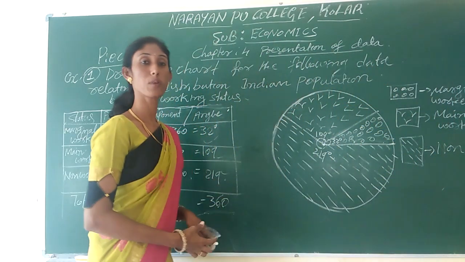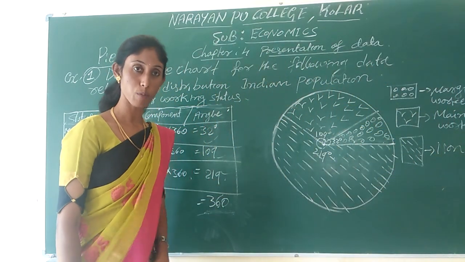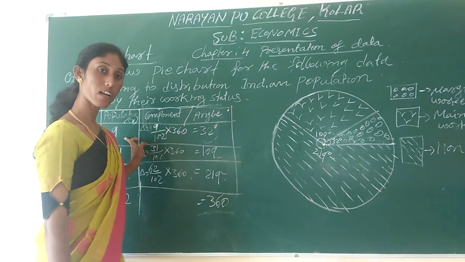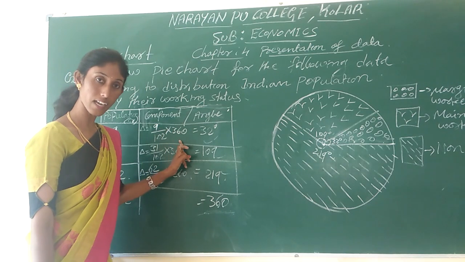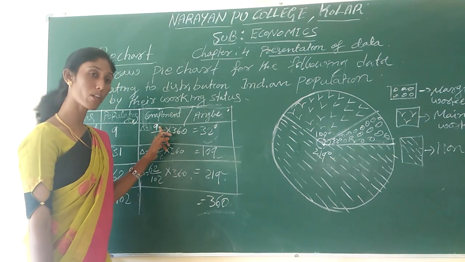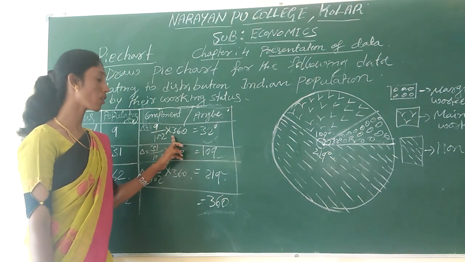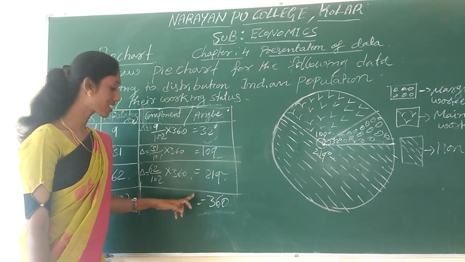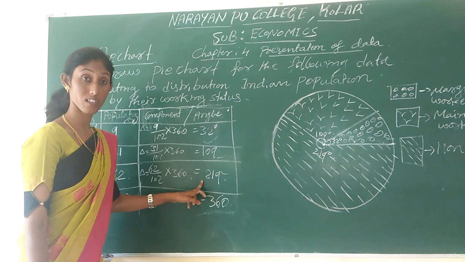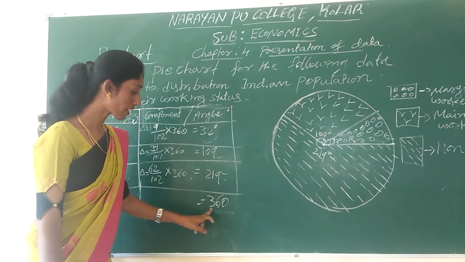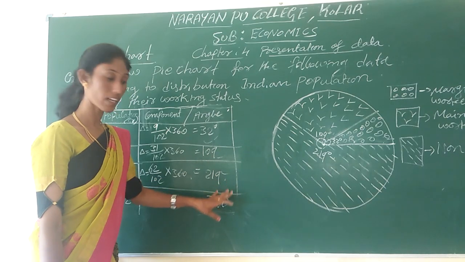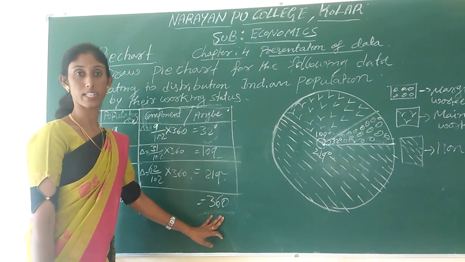This is how to present the pie chart. I hope all of you understood. There are 4 steps. We need to convert the data into an angle size by using the formula: individual value divided by total value into 360 degree. And whether it is correct or not, we can easily find out. If we get 360 degree total by adding the sizes of the angles, the calculation is right.